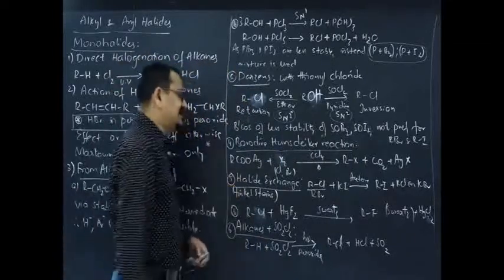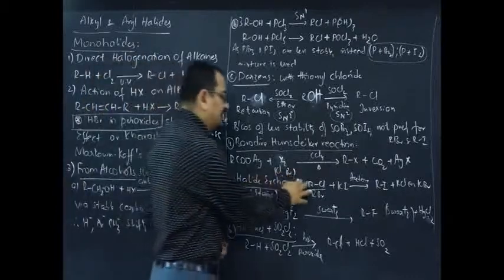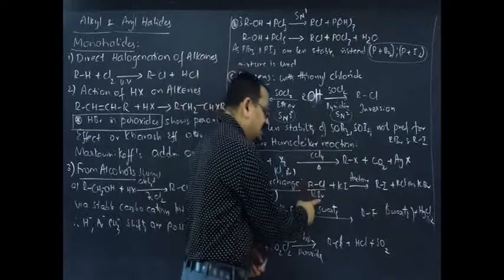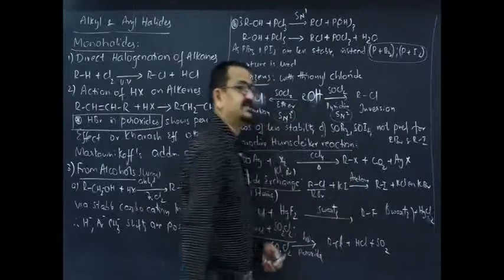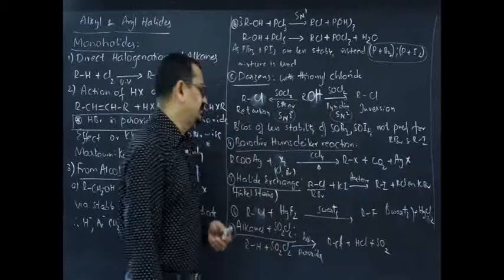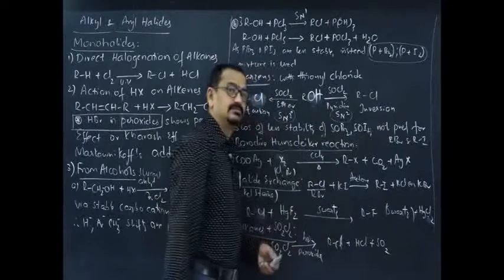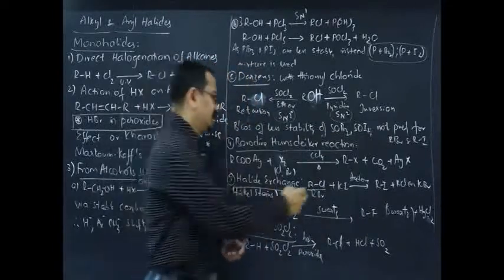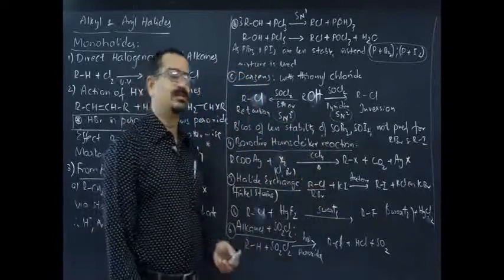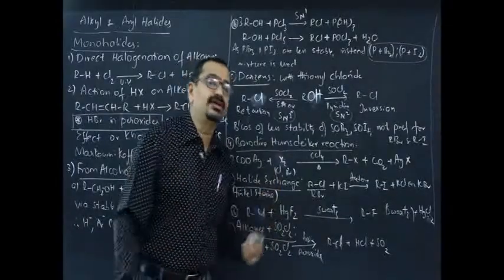And the next is halide exchange reaction. This is one of the important reactions actually. And here alkyl chloride or alkyl bromide will be treated with potassium iodide in presence of acetone to give the corresponding alkyl iodide. You may get a doubt, why is chloride reacting with potassium iodide, why not chloride with KBr? If you take KCl or KBr instead of KI, here the problem is that KCl and KBr are relatively more ionic in character.